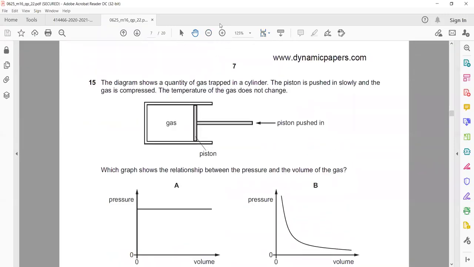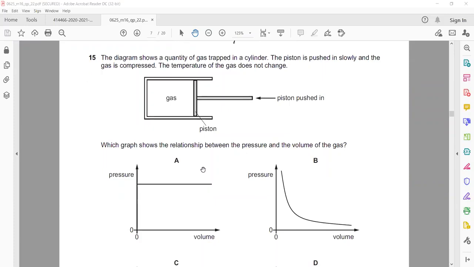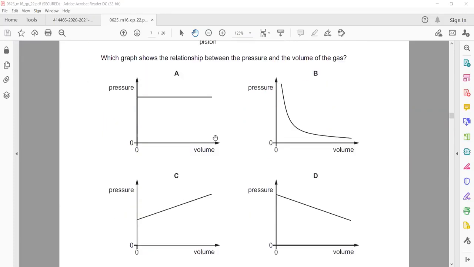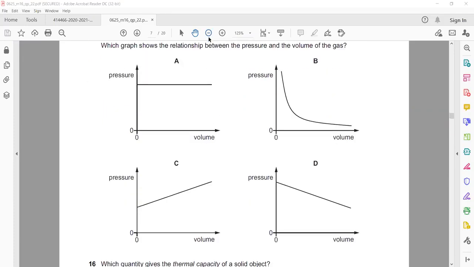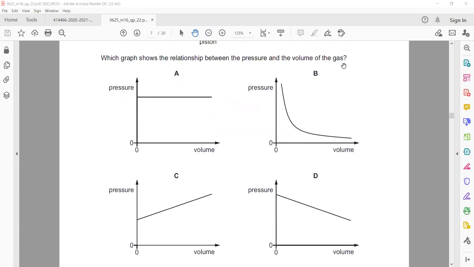According to Boyle's law, pressure and volume are inversely proportional to each other. If we increase the pressure, the volume will decrease. The diagram shows a quantity of gas trapped in the cylinder. The piston is pushed slowly and the gas is compressed. The temperature of the gas does not change. Which graph shows the relation between the pressure and the volume of the gas? The two quantities are inversely proportional.